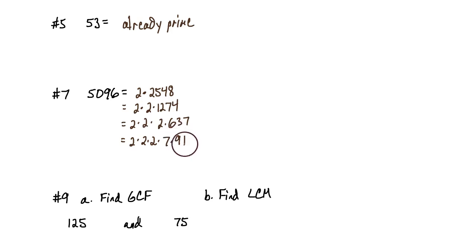Does 91 divide by any prime numbers, or is 91 itself prime? Maybe 7 works again. Let's try 91 divided by 7. That makes 13. So we can write 91 as 7 times 13. 13 is a prime number, so we're done. Our prime factorization is 2 to the third power times 7 to the second power times 13. This product is equal to 5,096, and it uses only prime numbers in the product.